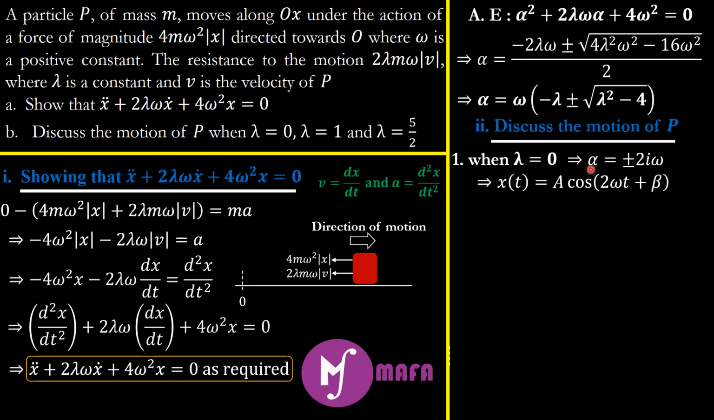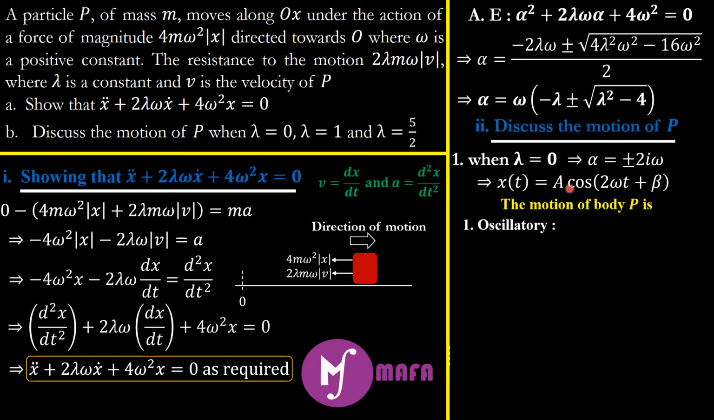So having the complex roots as plus or minus 2i, it means the complementary function, or the general solution, is just a cos(2 omega t plus beta), where beta is a constant. So from there we can now discuss the motion. The first thing is that the motion of the particle is oscillatory because it can be written in the trigonometric form.